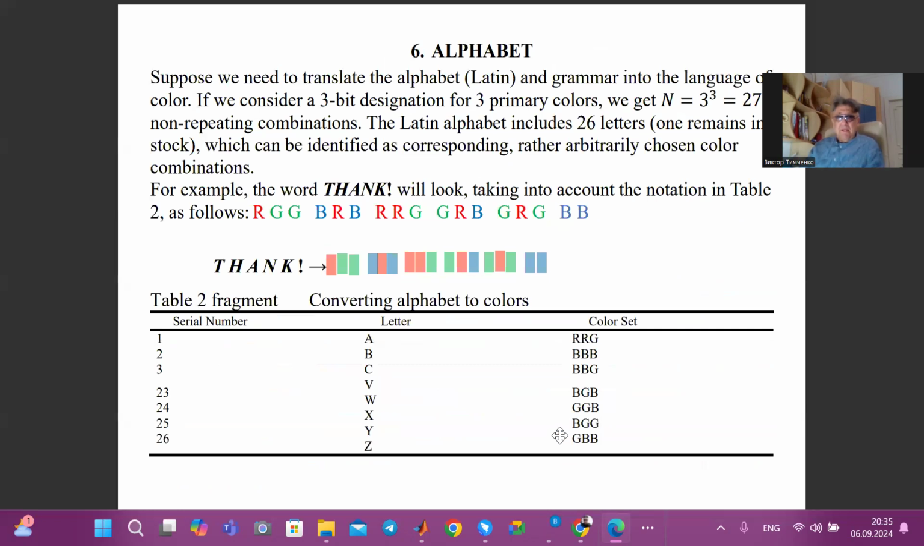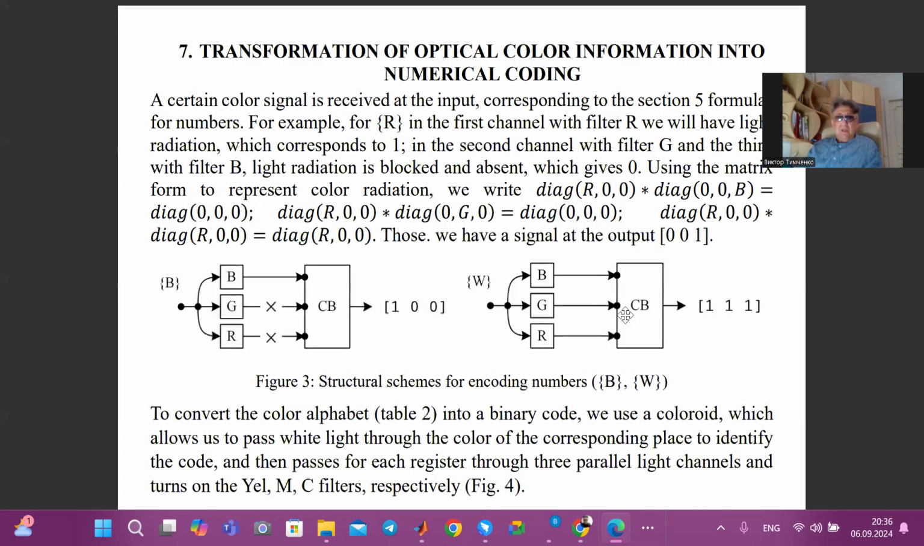Suppose we need to translate the alphabet, Latin and grammar, into the language of color. If we consider a 3-bit designation for the 3 primary colors, we get 27 non-repeating combinations. The Latin alphabet includes 26 letters, which can be identified with rather arbitrarily chosen color combinations. For example, for a word, the transformation into numeral coding.